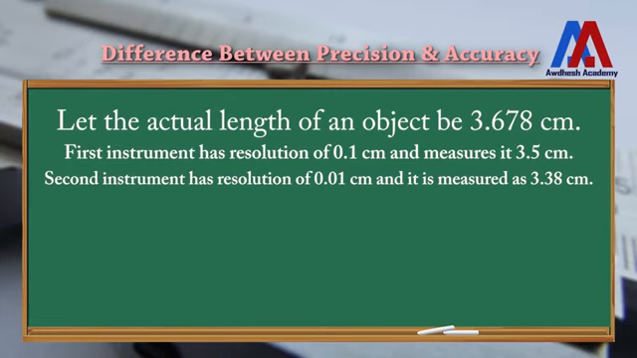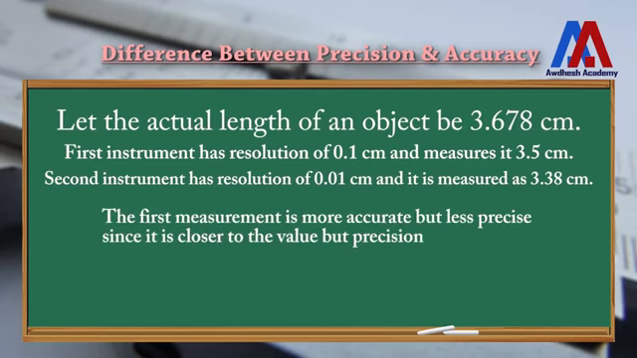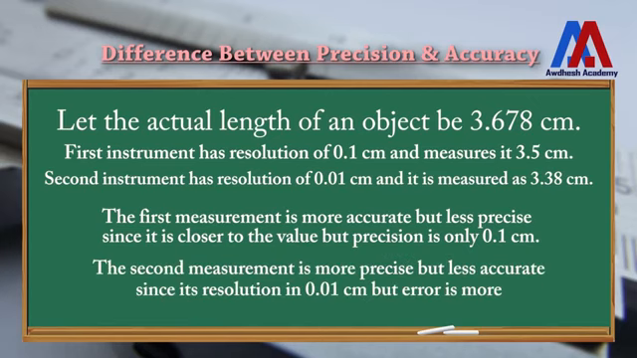Now the question is, which instrument is preferable? We can clearly see that the first instrument is measuring the dimension more accurately because the difference between the measured dimension and the actual dimension is much smaller. But its precision is less because it can measure up to only 0.1 centimeter. In the second instrument, the precision is high because it can measure up to 0.01 centimeter, but it is giving more error because the dimension measured is 3.38 while the real dimension is 3.678, and so the error is much more.